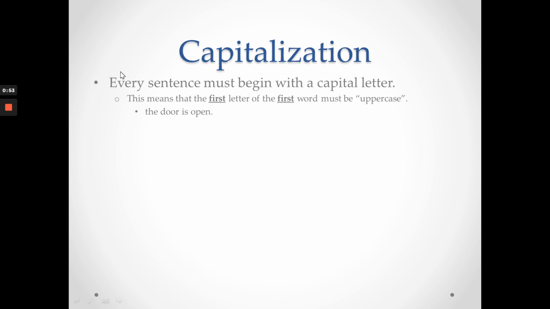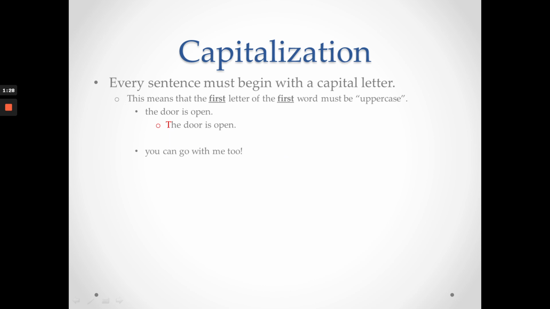So if we look at our example sentence we have here, it says, the door is open. Now the first word, when we read from left to right, is the, and we need to make sure that the first letter, what letter is this, y'all? Just yell it out. What letter is this? It's the letter T, exactly. So our letter T needs to be capital because it is the first letter of the sentence.